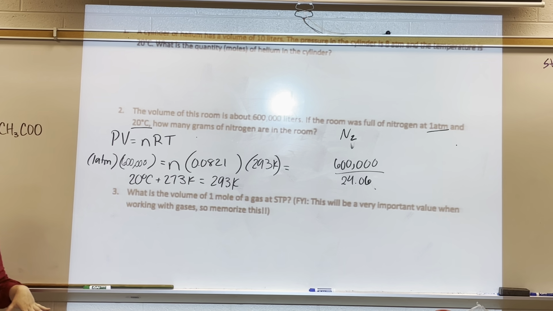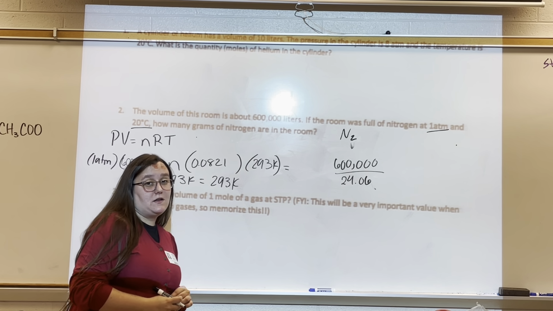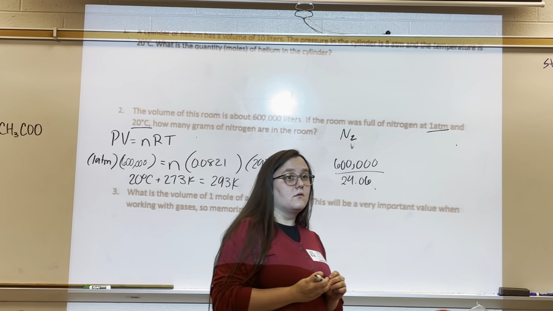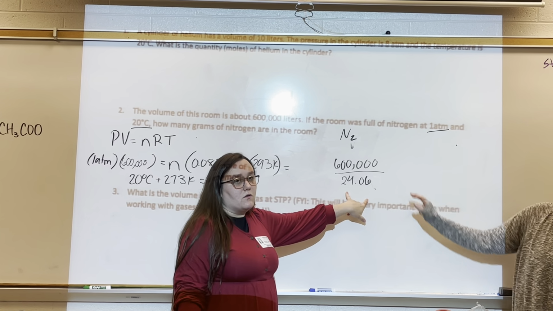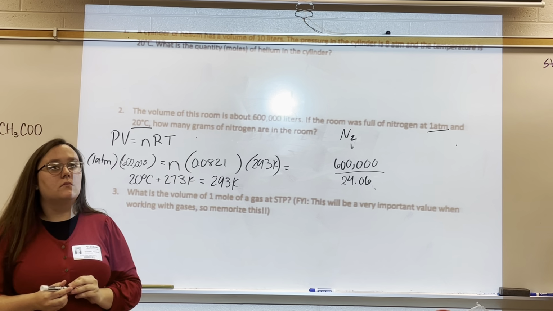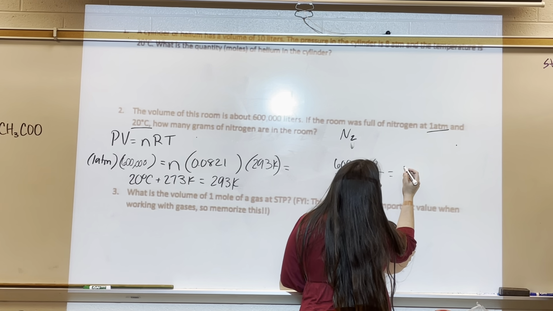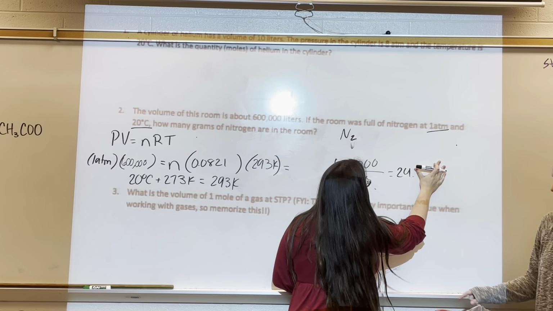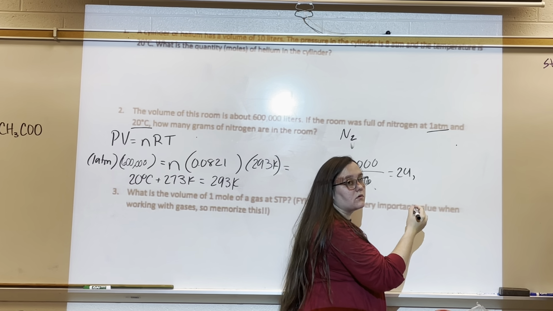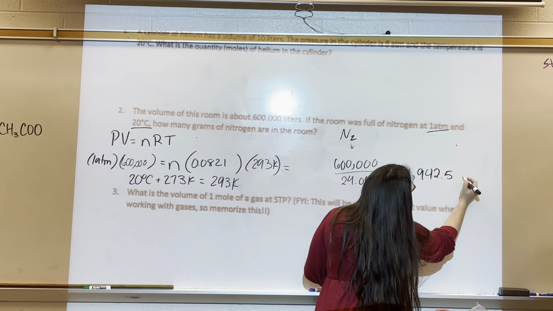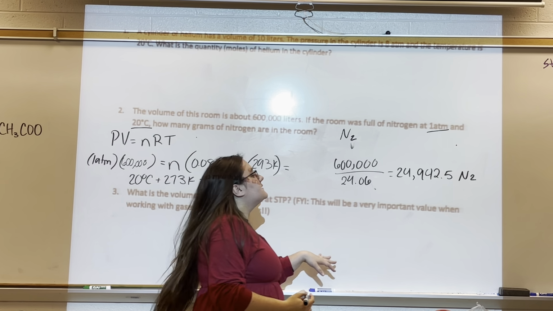Okay, so after this, what did we find for our moles? If we need to recalculate, that's okay, because we round a little bit. Without multiplying it twice? Yeah, this is just finding your moles. You're finding the moles of N2, of your nitrogen. 24.942. Okay, so this is our moles.